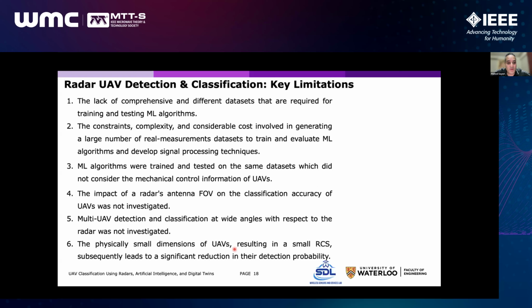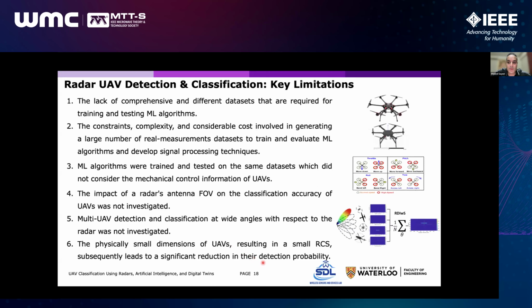Also, the impact of the radar's antenna field of view on the classification accuracy of drones wasn't investigated before. The topic of multi-UAV detection and classification at wide angles wasn't investigated either, and by multi-UAV detection I mean detecting and classifying multiple drones at the same time in the same scene. And of course, the small physical dimensions of drones result in a small RCS, or radar cross-section, that leads to a significant reduction in their detection probability.